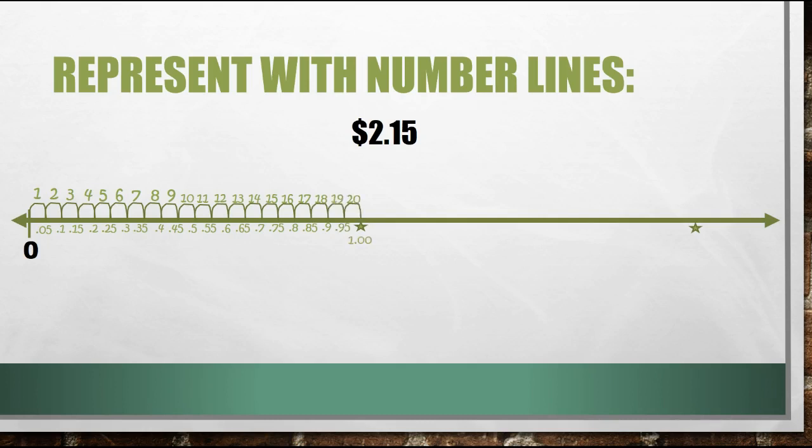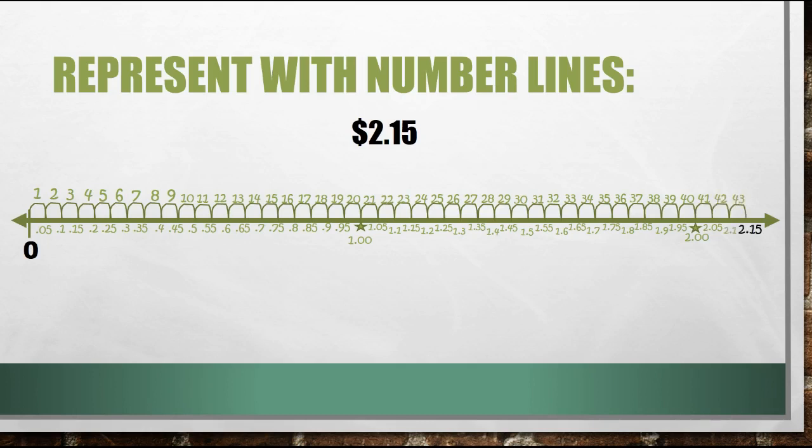Notice it took us 20 nickels to reach $1. But we're going to continue until we get to $2.15. Now we're at $2. And finally, after the 43rd jump of 500ths, we're at $2.15. So $2.15 divided by 500ths is equal to 43.